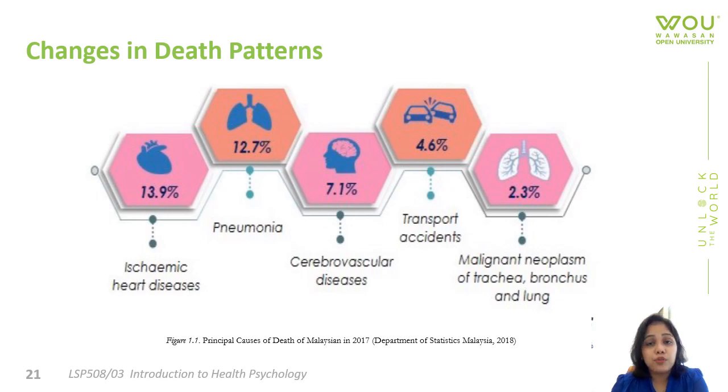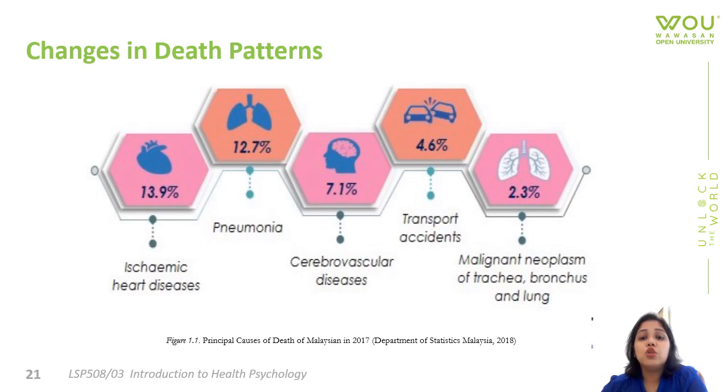That's a thought for you to think about. Now, if you look at the changes in death patterns as well, the highest is ischemic heart disease, followed by pneumonia, then cerebrovascular disease, as well as transport accidents. These are also the main death patterns. This is reported by the Department of Statistics Malaysia for the main or principal causes of death in Malaysia.